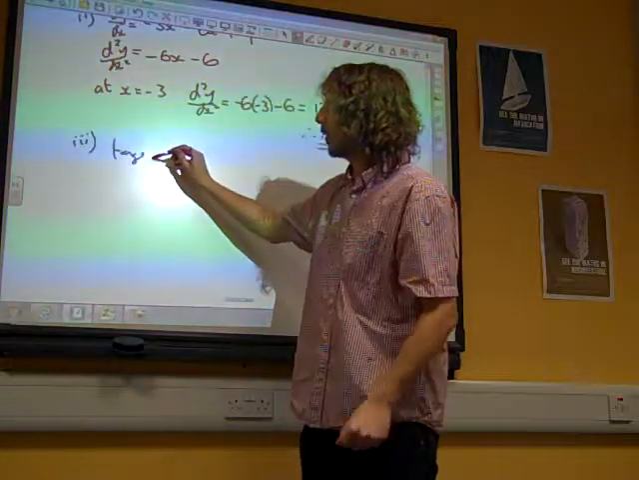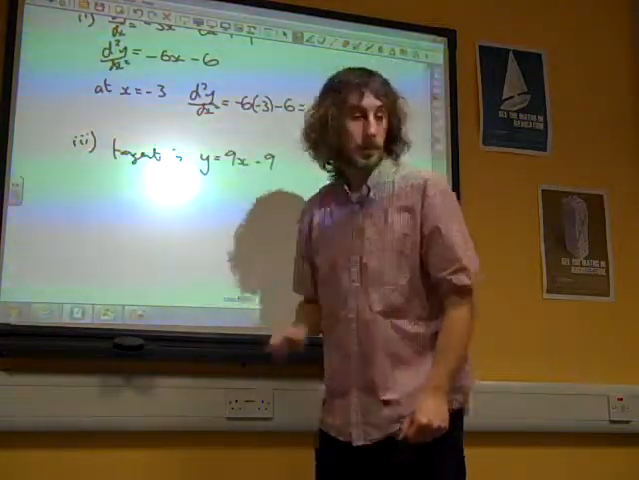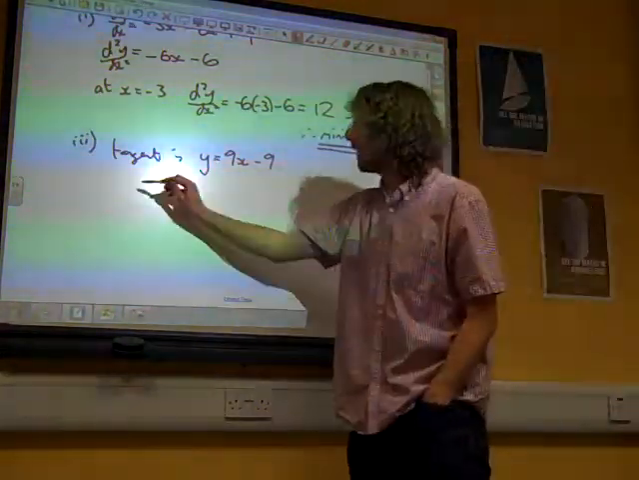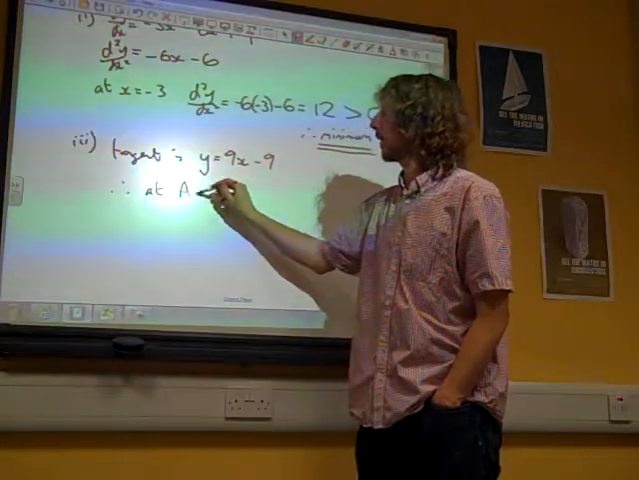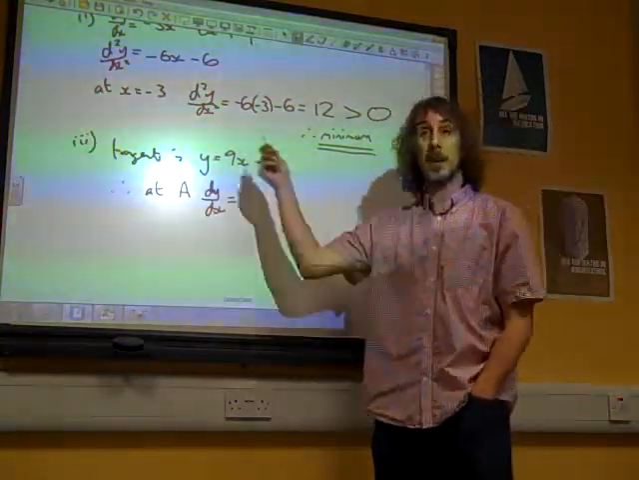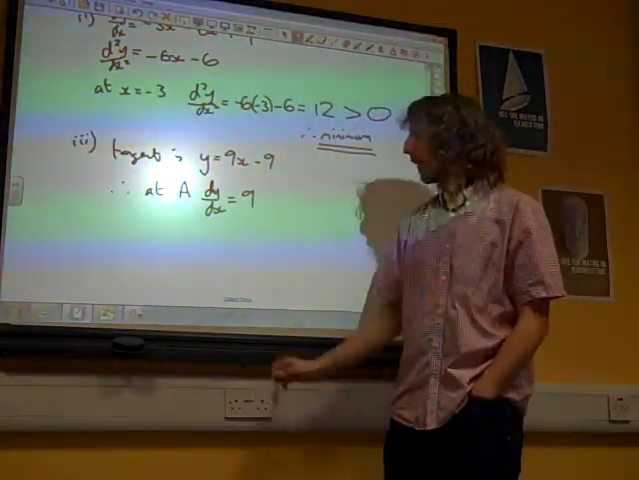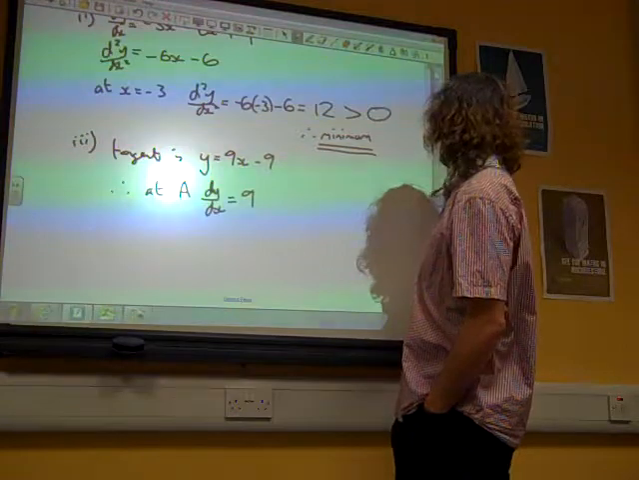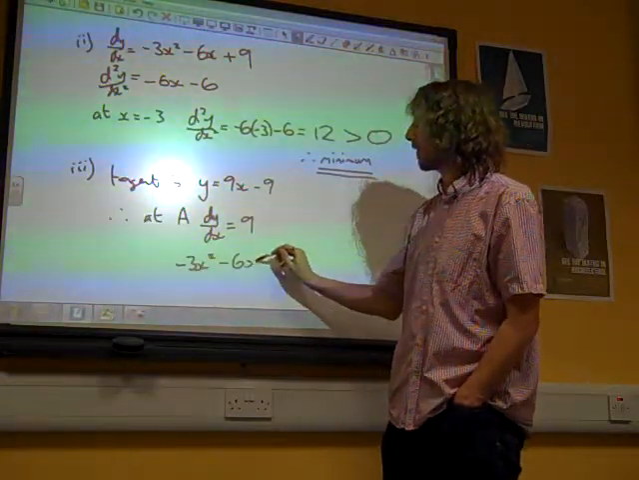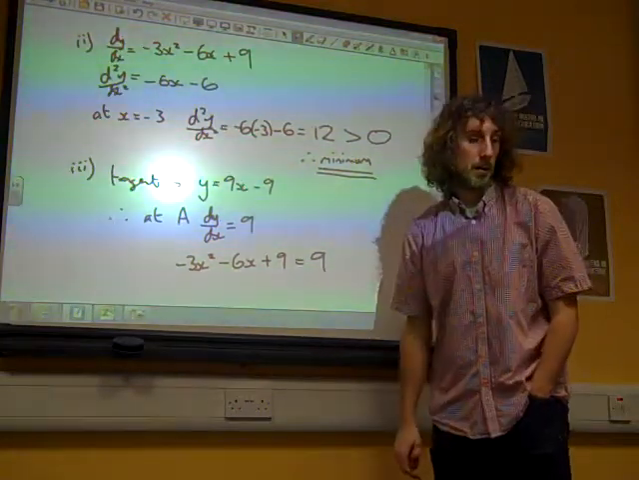The tangent is y equals 9x minus 9. And if that's the case, then the gradient at A, dy by dx, must be 9, because the tangent has a gradient of 9. And if dy by dx is 9, that means this thing that we just found up here, minus 3x squared minus 6x plus 9, equals 9.